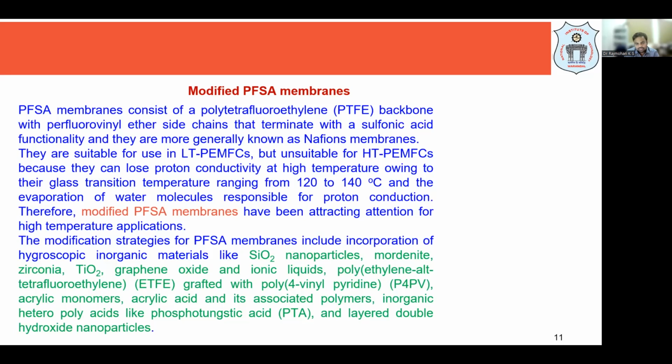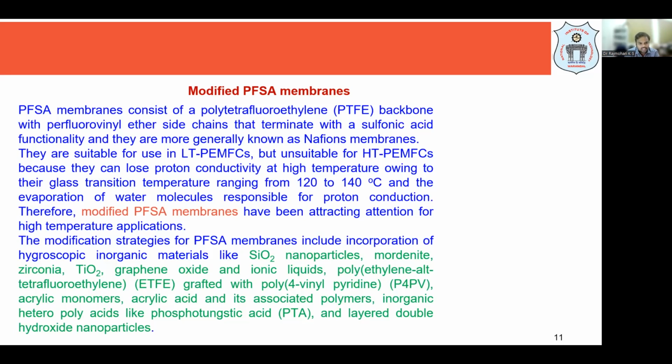But if you want to use them for high temperature PEM fuel cells, they are not suitable because they can easily lose proton conductivity at high temperature, as the glass transition temperature is around 120 to 140 degrees Celsius. Also, the evaporation of water molecules, which are responsible for proton conduction, is an issue. So always we use a modified PFSA membrane, which is attracting the attention of researchers, particularly for high temperature PEM fuel cell applications.